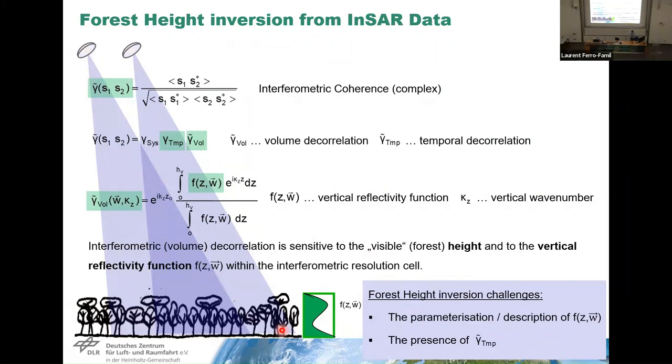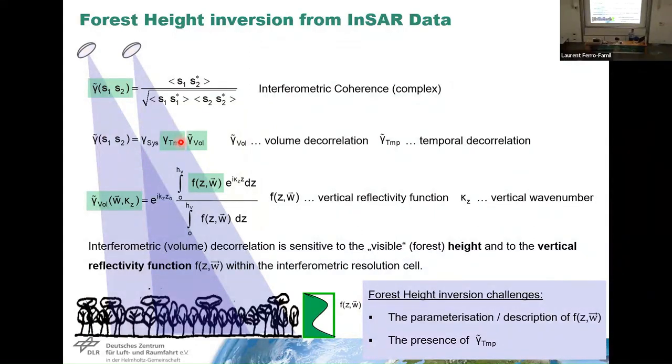And when it comes to the inversion, since this reflectivity function is in the volume decorrelation, you have to take care of the temporal decorrelation. One point that I'd like to make now, and that we will have also later, is that the fact that you have temporal decorrelation does not mean that you cannot invert your data. You can still invert your coherence for your parameters, provided that you take this temporal decorrelation into account.